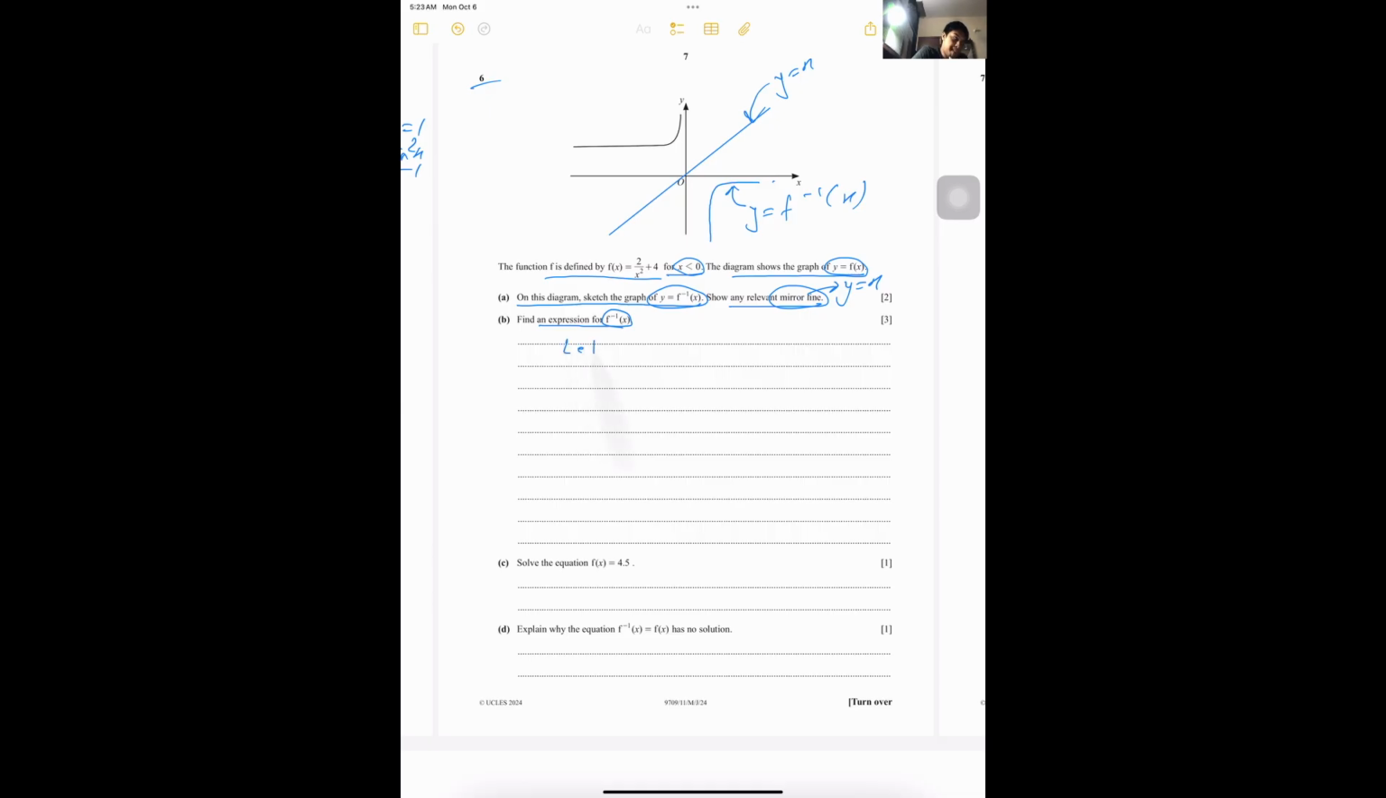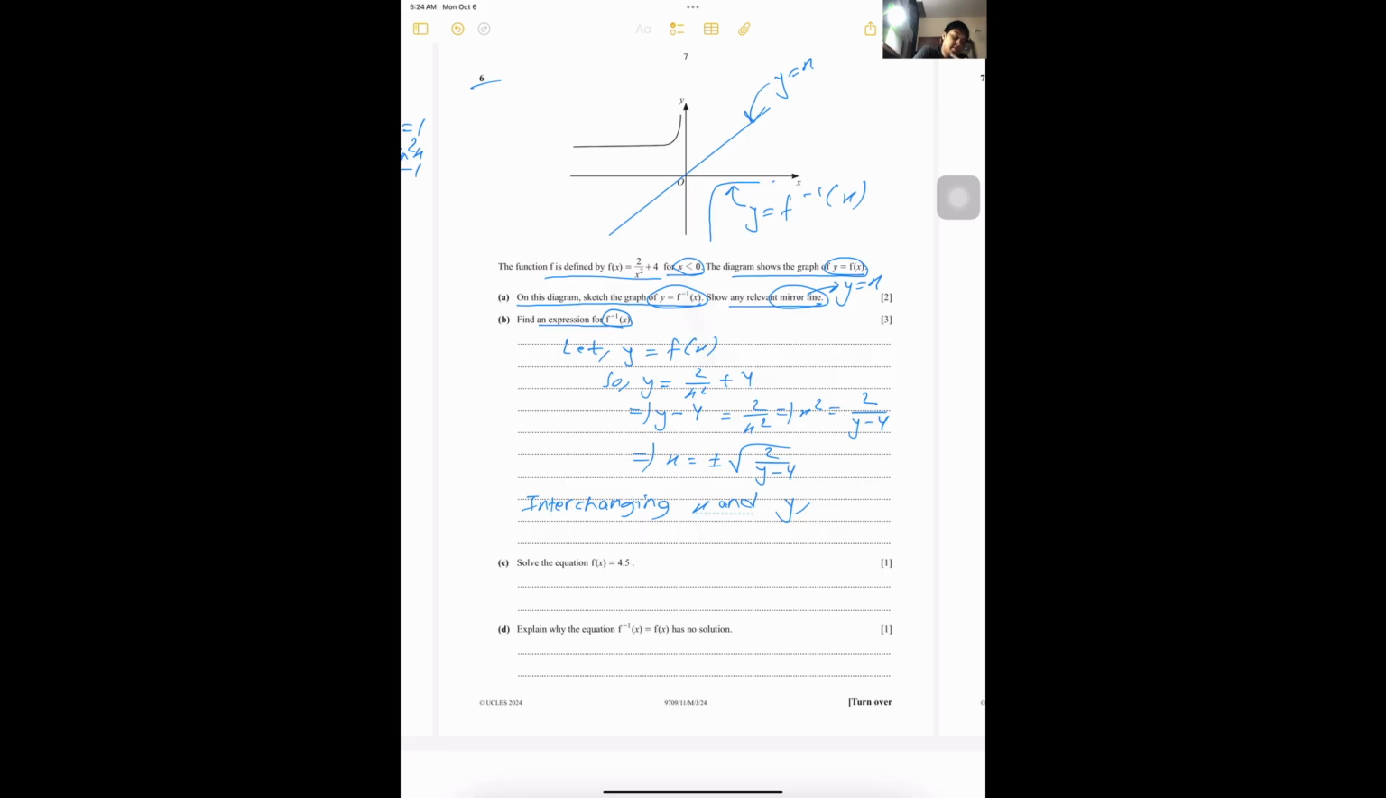Okay, so let y equal to f(x). So y equal to 2x squared plus 4, or y minus 4 is equal to 2x squared, or x squared is y minus 4 over 2, or x equal to plus minus root of (y minus 4) over 2. Interchanging x and y. This is a very basic inverse function question, very easy.